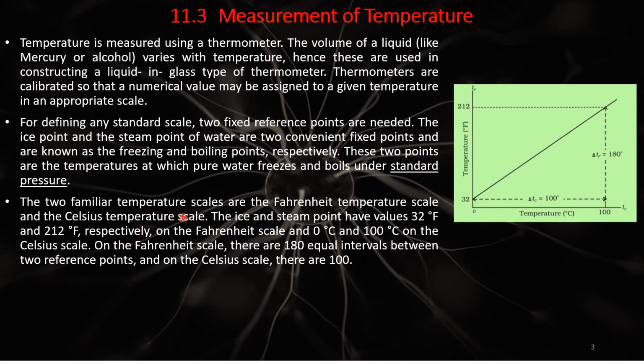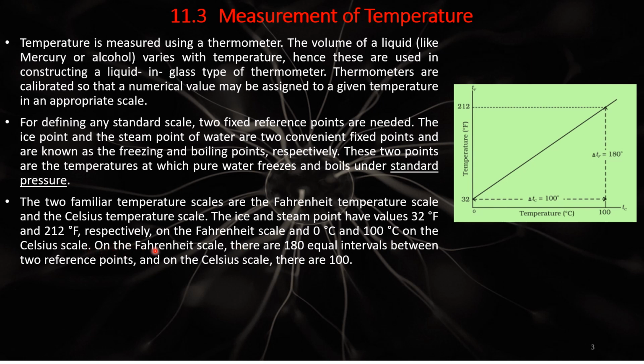The two familiar temperature scales are the Fahrenheit temperature scale and the Celsius temperature scale. The ice and steam points have values of 32 degrees Fahrenheit and 212 degrees Fahrenheit respectively on the Fahrenheit scale, and 0 degrees centigrade and 100 degrees centigrade on the Celsius scale.